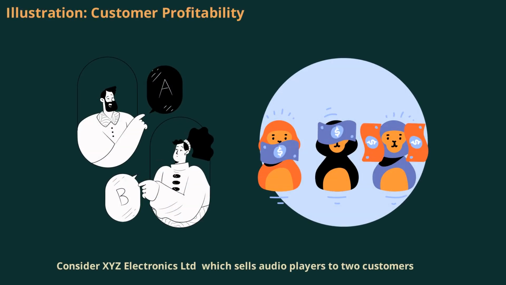Consider XYZ Electronics Limited, which sells audio players to two customers, A and B. By analyzing sales volume, discounts, delivery, and order processing costs, the company discovers that customer A, despite lower sales volume, is far more profitable than customer B. This is due to differences in discount policy and service requirements. Such analysis helps companies refine their discount strategy and focus on the most valuable customers.